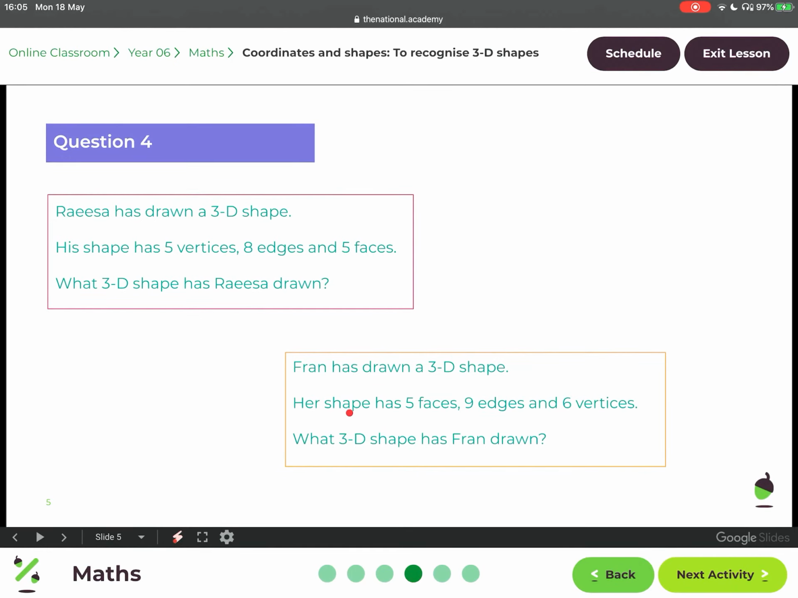Question 4. Raisa has drawn a 3D shape. His shape has 5 vertices, 8 edges, 5 faces. What 3D shape has Raisa drawn? He has drawn a square-based pyramid. Fran has drawn a 3D shape. Her shape has 5 faces, 9 edges, and 6 vertices. What 3D shape has Fran drawn? She has drawn a triangular prism.